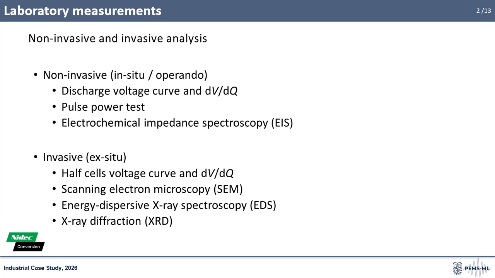Two types of analysis can be performed on lithium-ion batteries in a laboratory: non-invasive and invasive. Non-invasive methods evaluate the performance by means of electrical measurements of voltage and current. These include discharge voltage curve and its differential analysis, pulse power test, and electrochemical impedance spectroscopy. Invasive methods can be further adopted to analyze the material conditions, but they often require disassembling the cell. They include half-cell voltage curve and differential analysis, SEM, EDS, and XRD.